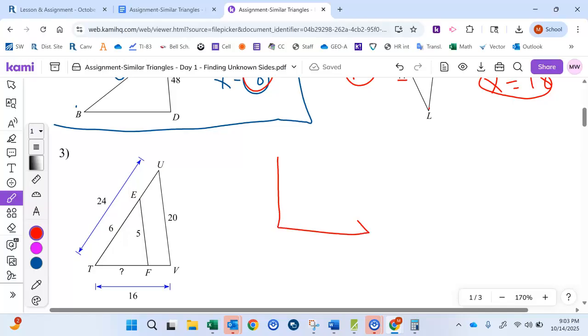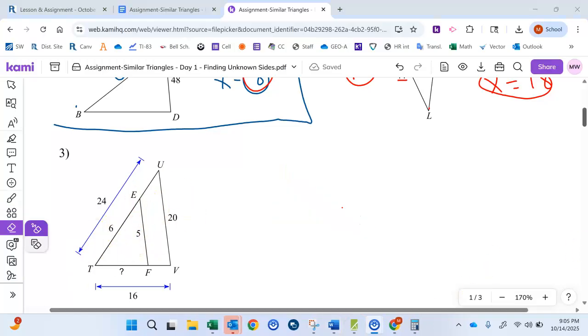Let's say I have a triangle like this, right? And then if I do another line right here that's parallel to that, these two are parallel, this line and this line, that means that the smaller one and the larger one are similar, even though it doesn't say it, okay? So if we know that, we can solve this one.